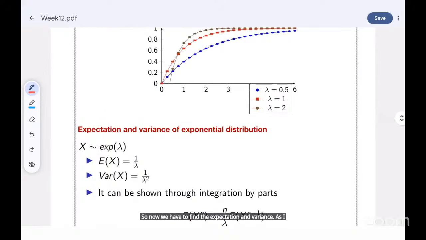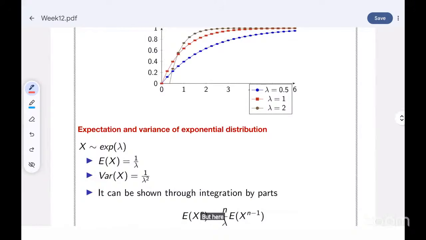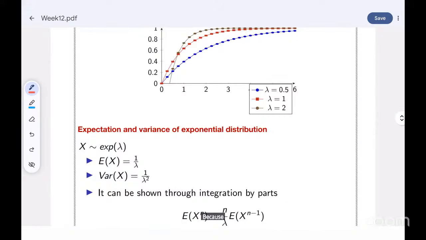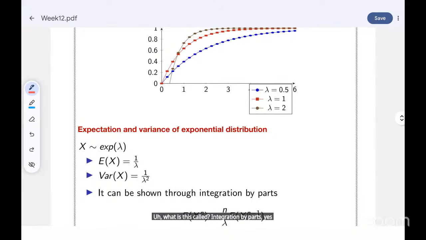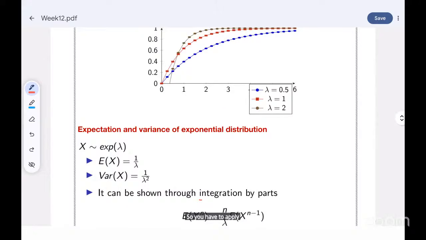As I mentioned, for the uniform distribution the computations were much simpler. But here it is going to be a little involved. So it's not a big deal. You can still work out the steps. Because in basic calculus, I guess you have done this in maybe grade 8, 9. What is this called? Integration by parts. Yes, even here it is mentioned. So in integration by parts, you take the integral as integral u dv, and then you write it as uv minus integral v du. So you have to apply that concept here.